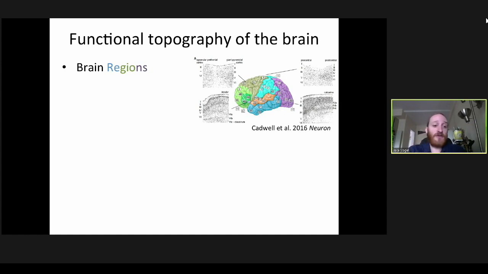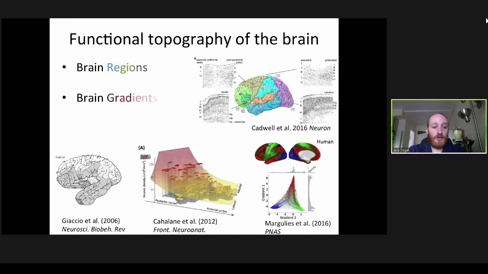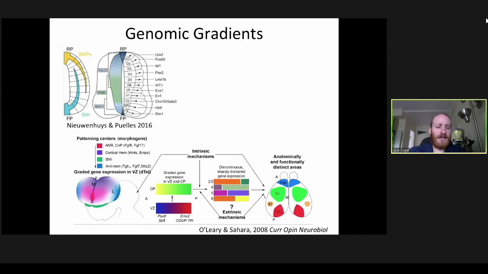There's also evidence for gradient-like representations, where gradation in function appears to be organized systematically across specific linear axes. Some examples I'm showing here are gradients in evolutionary organization, neuronal cell distributions, and gradients of cortical connectivity. These regions and gradients coexist and likely interact hierarchically to influence brain functional organization. And that really probably has its origins in gene expression during development.